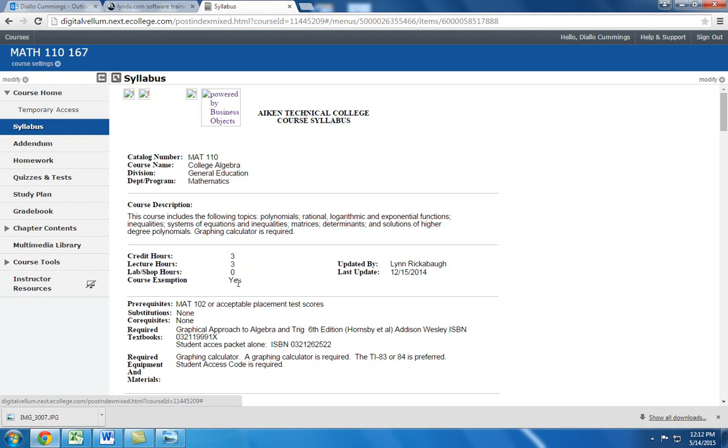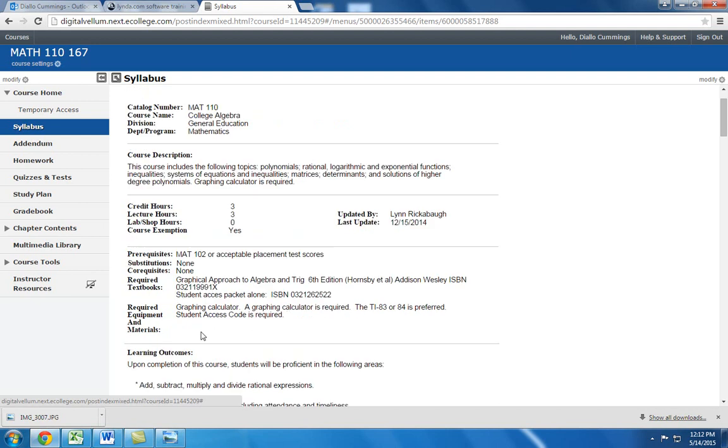There's no course exemption. There's also no final exam exemption, and everyone must take the final exam. The prerequisite for this course is Math 102, which is intermediate algebra or an acceptable placement test score. The required materials for this course are a graphing calculator. The preferred calculators used in the course are the TI-83 or the TI-83 Plus. You can also use the TI-84 or the TI-84 Plus. And you will also need a student access code.